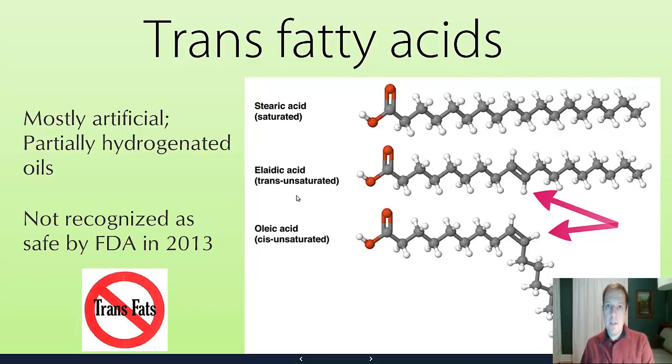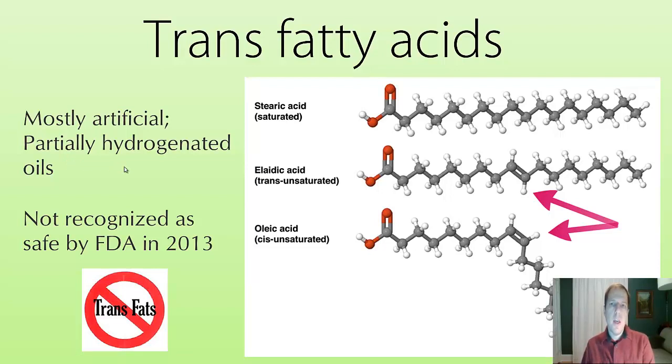A trans fat, instead of both of those hydrogens being on the same side, has the hydrogens bonded opposite of each other on either side of that double bond. As a consequence of the position of those hydrogen atoms, the chain remains straight, looking in the end much more similar to a saturated fat. These trans fats, which again are mostly artificial, are made by the hydrogenation of plant-based oils.